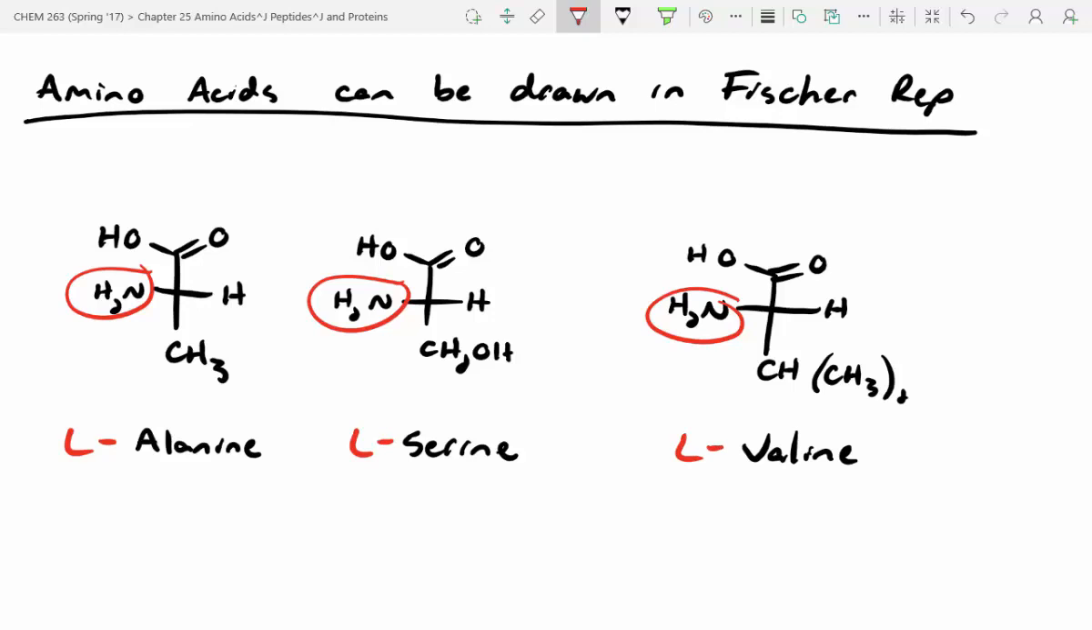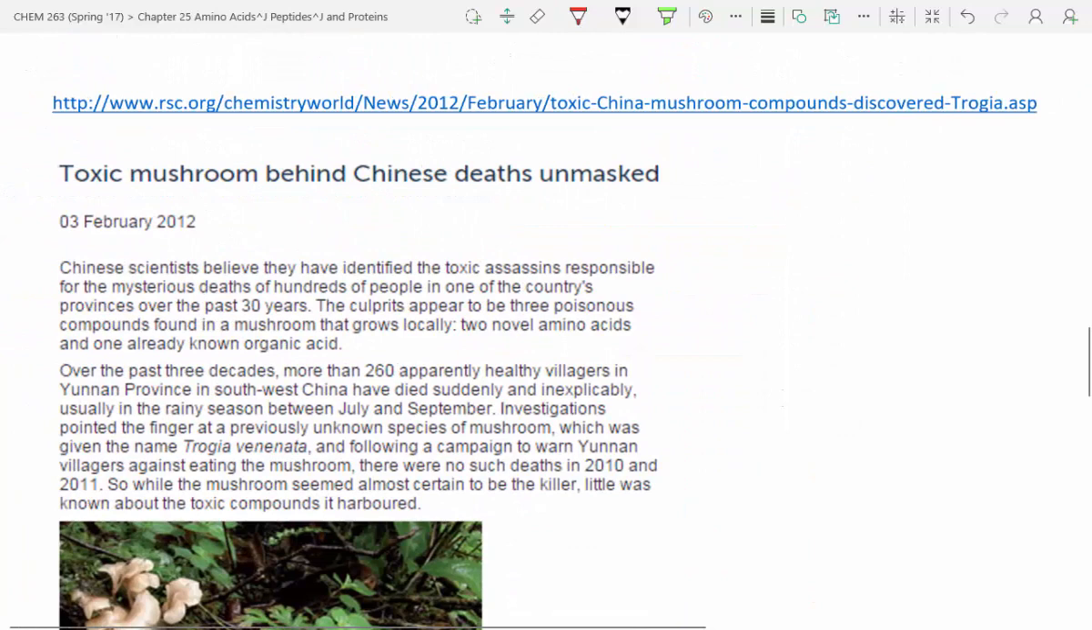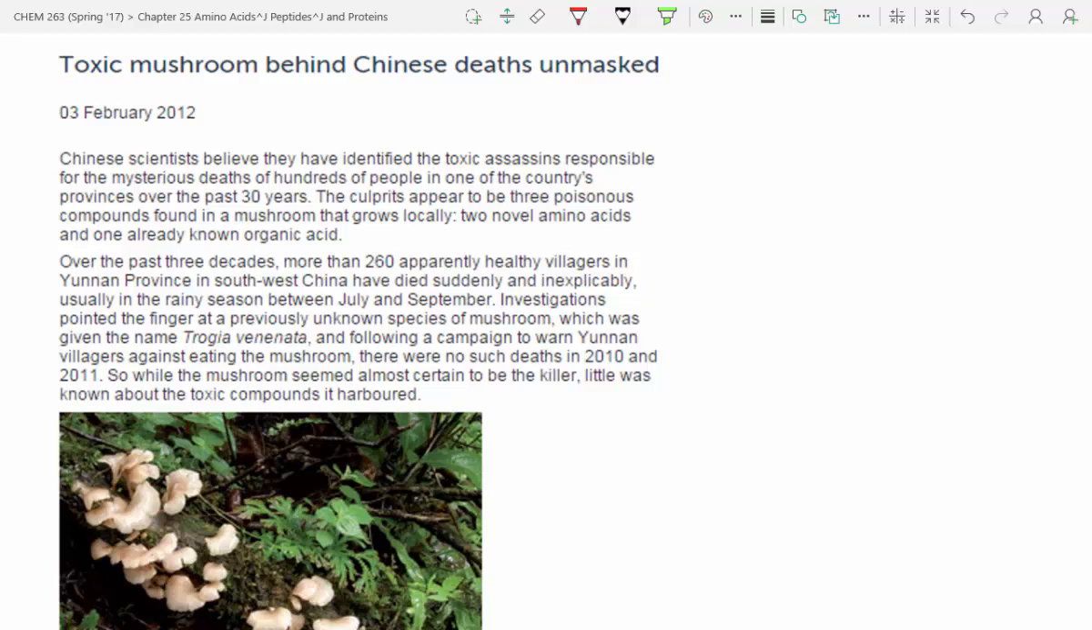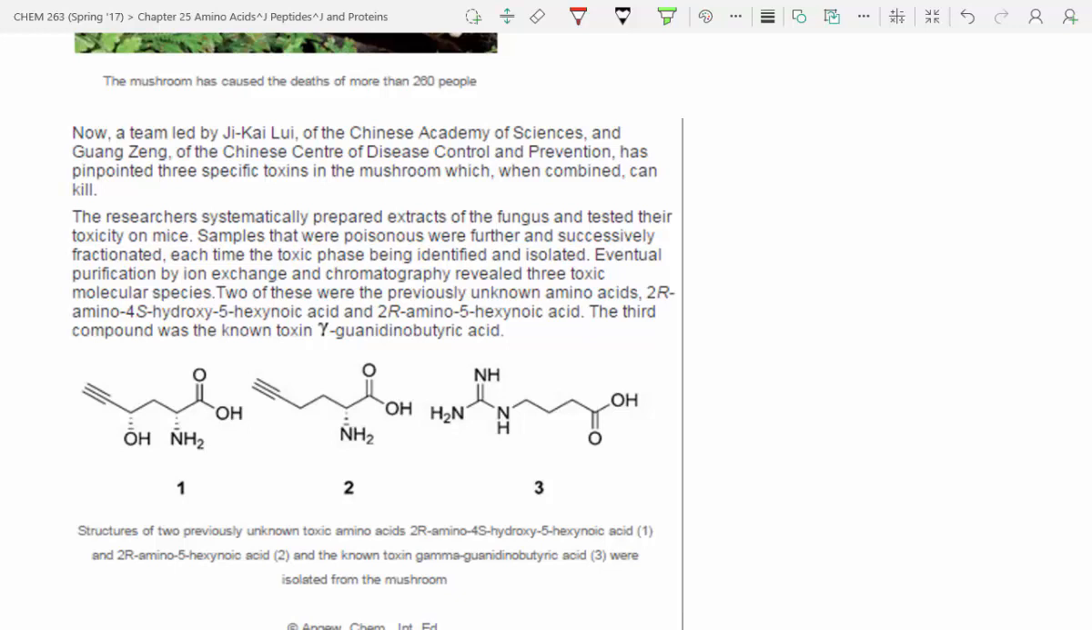So typically, all of your natural amino acids are going to be L conformers, not D conformers. The interesting thing is that your body is really, really picky about which one it gets fed. And I found this article a couple years ago that I thought was fascinating, where all these people were dying in China from mushrooms, and people were struggling to understand what the toxic agent was in these mushrooms. What they went through and found was that it was actually these amino acids, essentially.